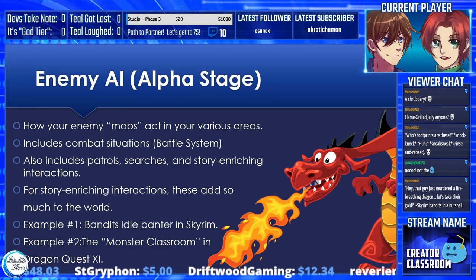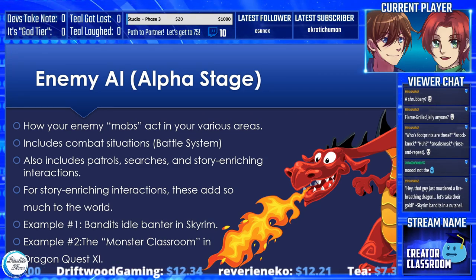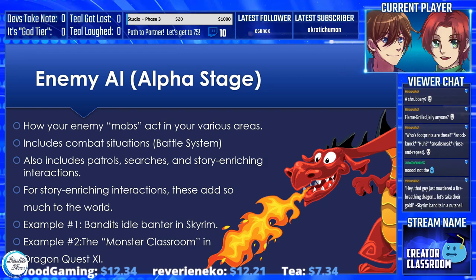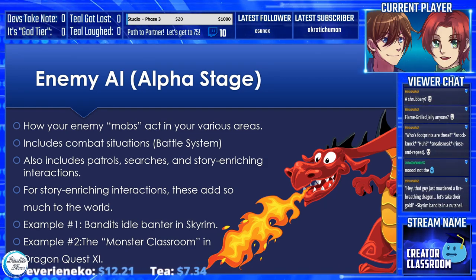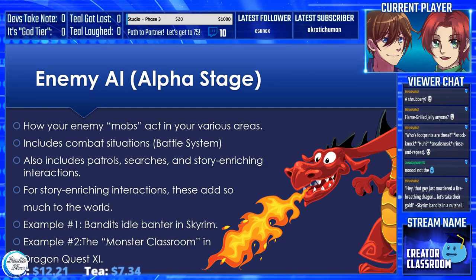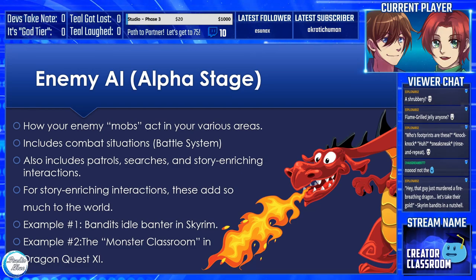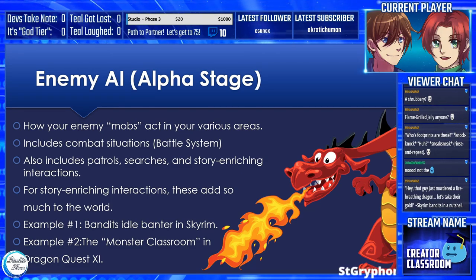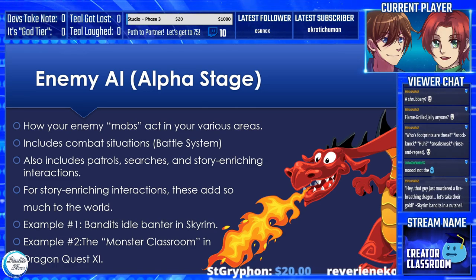Because you want to look at it in terms of this: to the enemy, you're the enemy. As long as there's a good concept, keep in mind that to the enemies out on the field, you're actually the bad guy trying to kill them, and they're trying to survive or beat you. Keep that in mind, and it'll go real well. Hey, that guy just murdered a fire-breathing dragon. Let's take their gold.